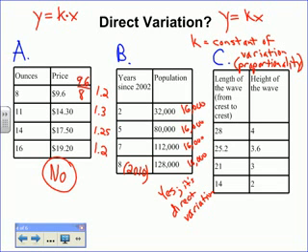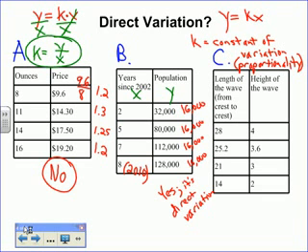If you were to solve this formula for direct variation for k, how would you do that? How would you get k by itself? Divide by x, good. So if you divide both sides by x, that's what I wanted to show you. You've got k equals y divided by x. That's what we were doing, taking y divided by x. So that's another form of the formula for direct variation.